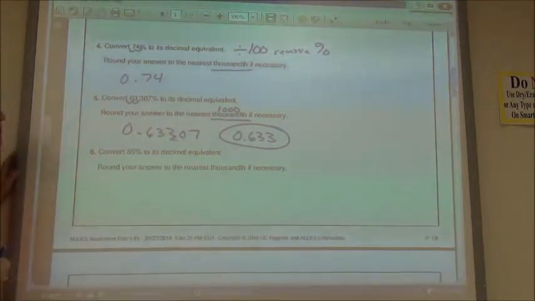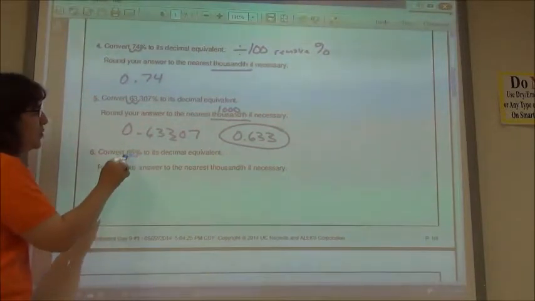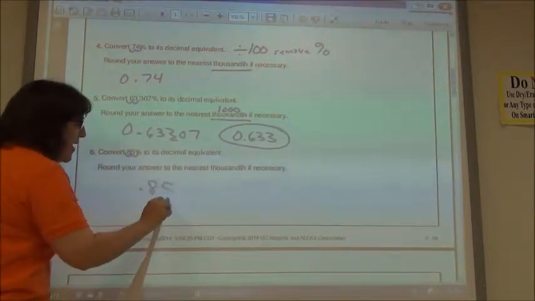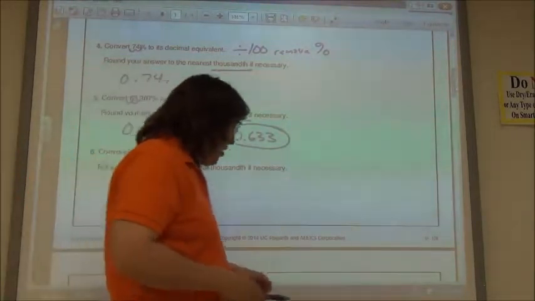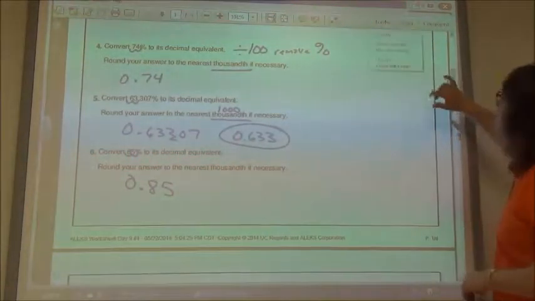Convert 85% to a decimal. Again, we move it back 2 places. So we just get 0.85, and they're going to want you to put the 0 in front because it looks prettier. So 85% is the decimal 0.85. Always back 2 places. Percent out of 100.